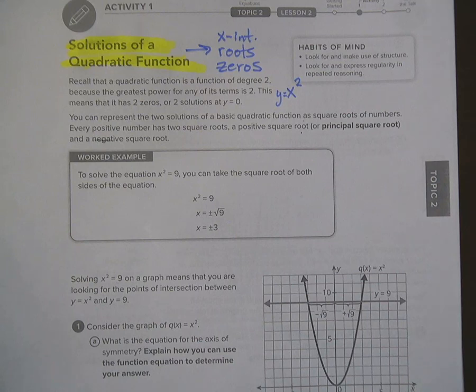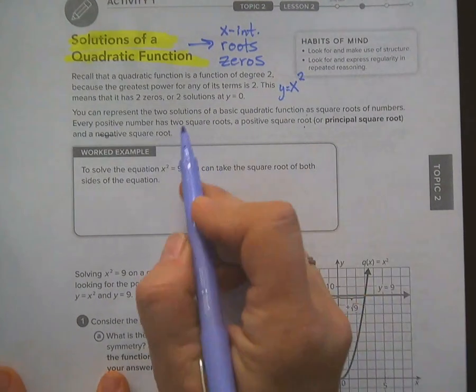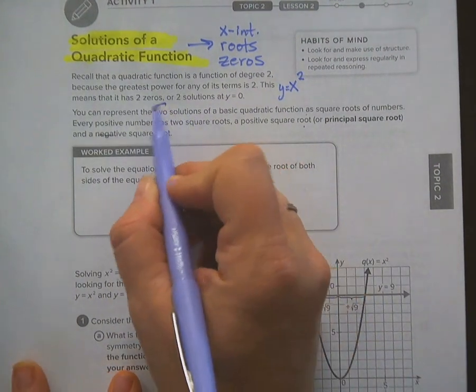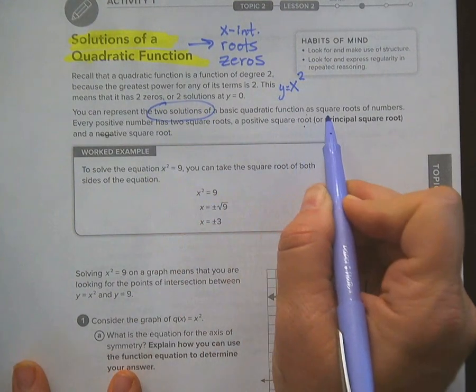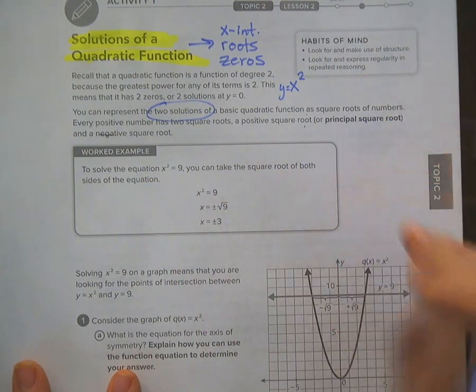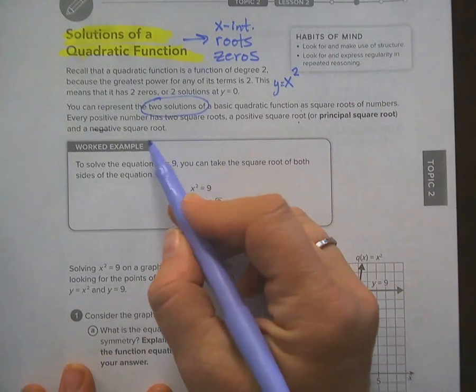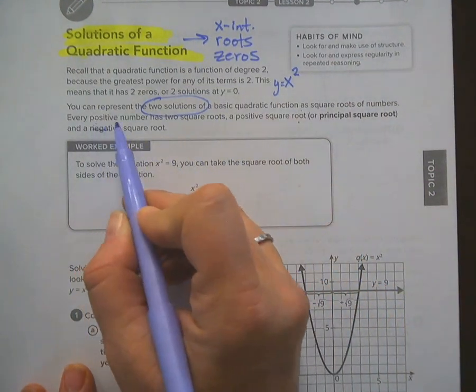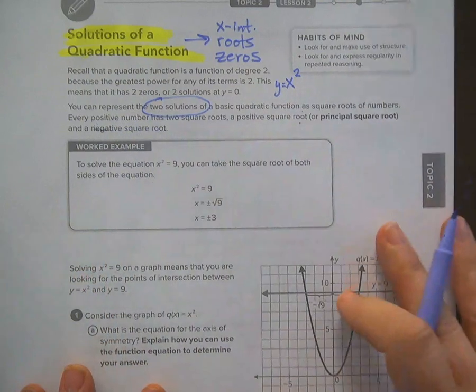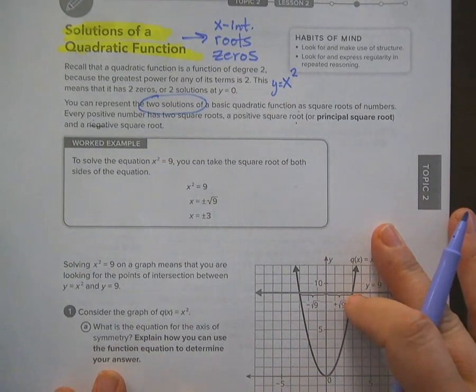What do you think third degree has to have? 3. Fourth degree? 4. It's rocket science, right? You can represent the two solutions of a basic quadratic function as square roots of numbers. So we have to do a little side lesson on square roots. Every positive number has two square roots.